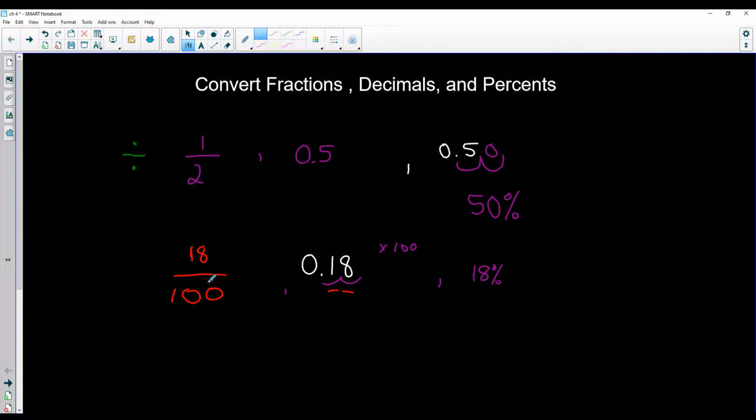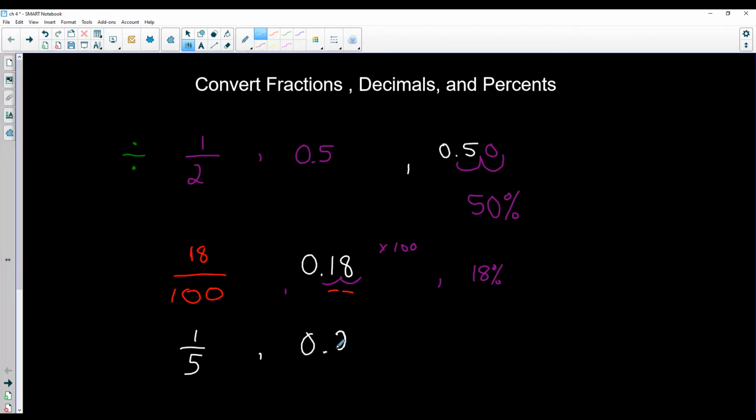We'll try one more. How about we go 1 over 5? Go ahead and try that in your calculator. I'll do that in mine. Okay. Now, all you got to do is type in 1 divided by 5, and that one will be easy. It is 0.2.